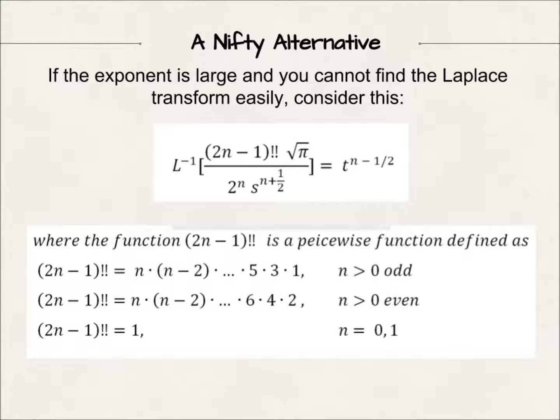the double factorial is just a piecewise function defined where when n is greater than 0 and is odd, it is just n times n minus 2 times n minus 4, down to 5, 3, 1. When n is greater than 0 and is even, it is n times n minus 2 times n minus 4, down to 6, 4, 2. And when n is equal to 0 or 1, 2n minus 1 double factorial is just 1. I will demonstrate the proper usage of this new theorem in the time to come.